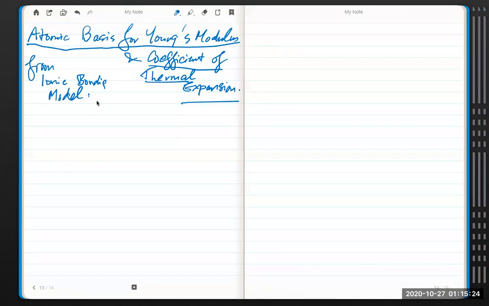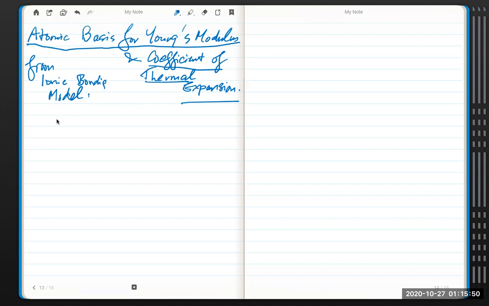Okay. So a student of mine asked me a question about how the coefficient of thermal expansion works with the energy separation curve. So I just want to explain that from the beginning, which is, let's talk about the atomic basis for Young's modulus and coefficient of thermal expansion, as well as other properties such as bonding energy and so on. But let's just focus on these two.